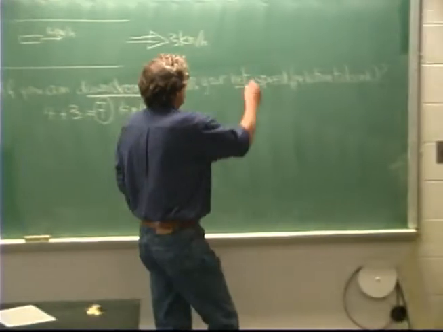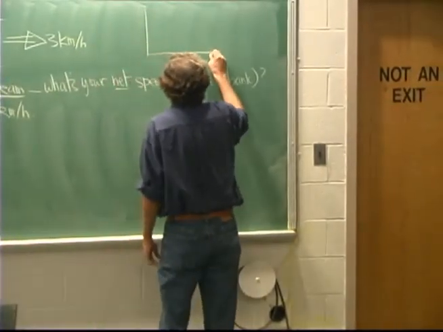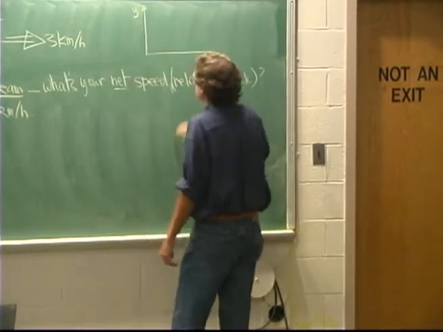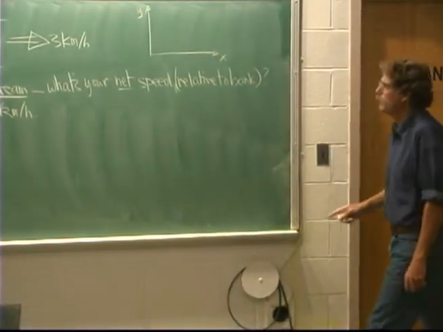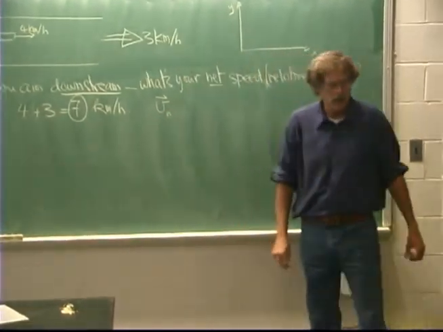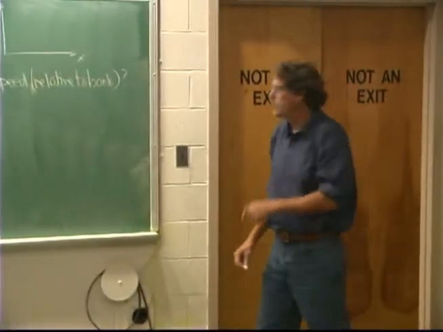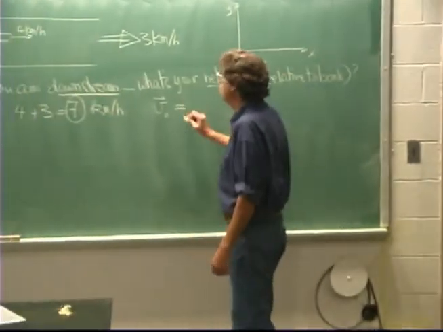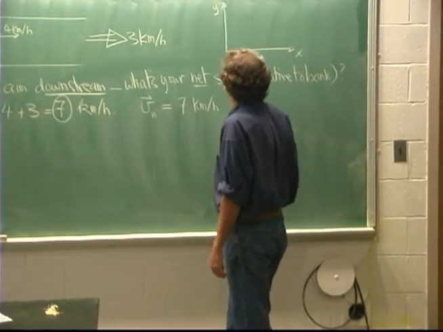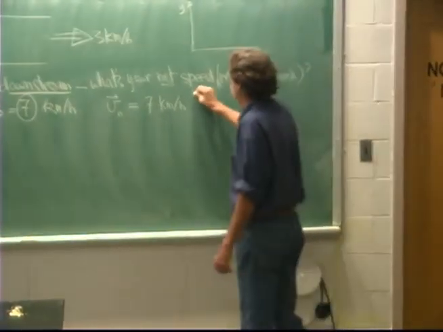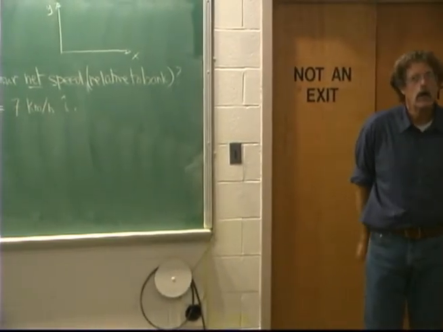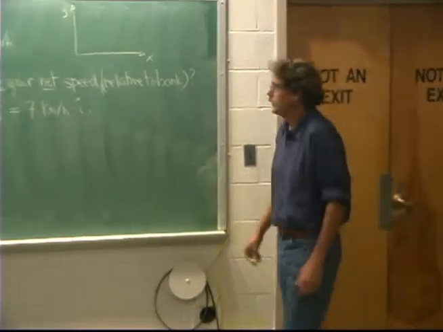That's our speed. Actually, let me anticipate by putting in some coordinates here. This would be the y coordinate and the x coordinate. I don't need any z for this problem, of course. Your velocity, I'm going to say v sub n, that means net velocity relative to the ground, is equal, in this case, to 7 kilometers per hour, and it's in the i-hat direction. So far, so good. That's supposed to be obvious.